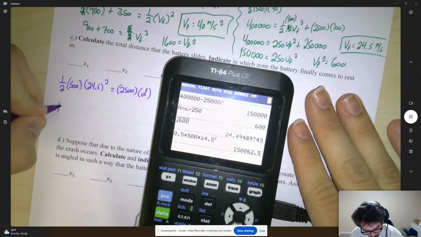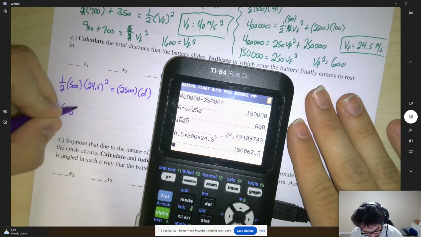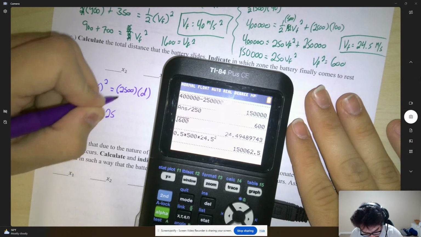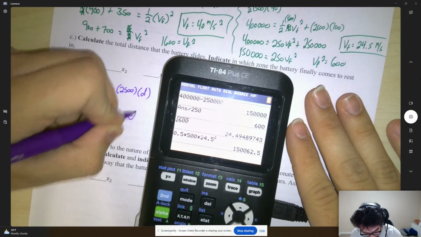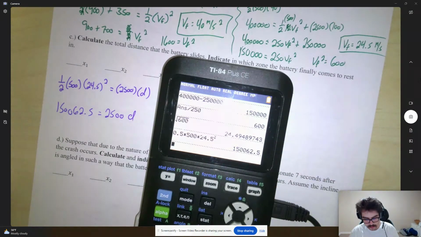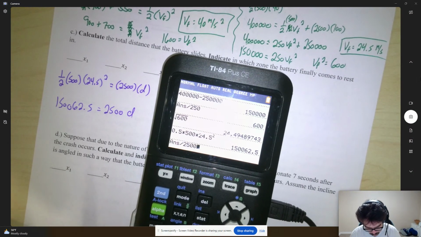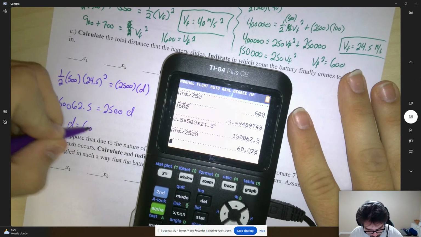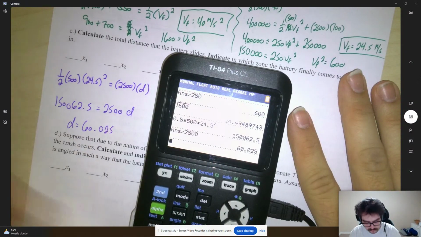So I should get 150,062.5 equals 2,500 times D. Divide by 2,500 and I get 60.025. So the distance is 60.025.